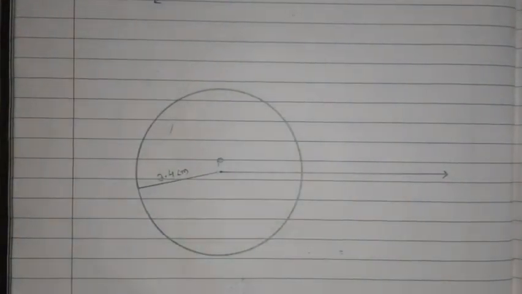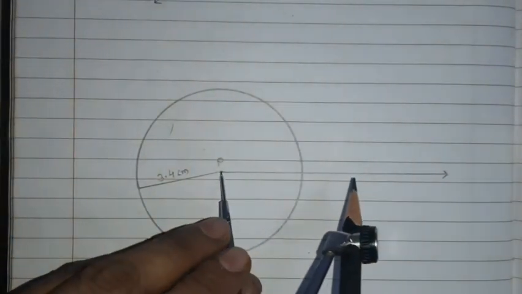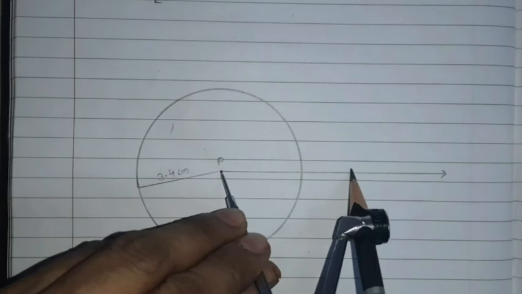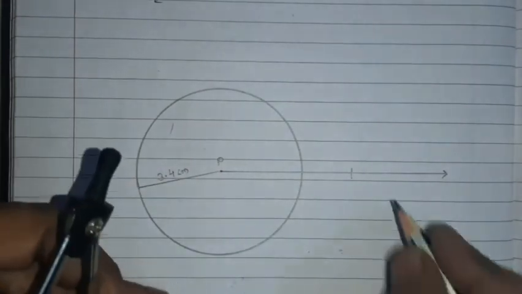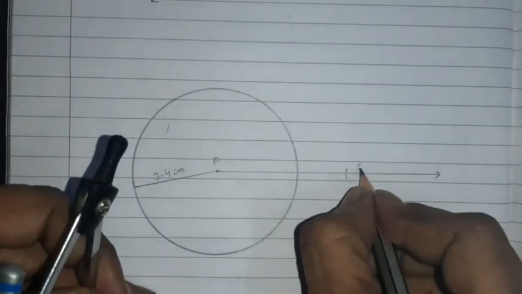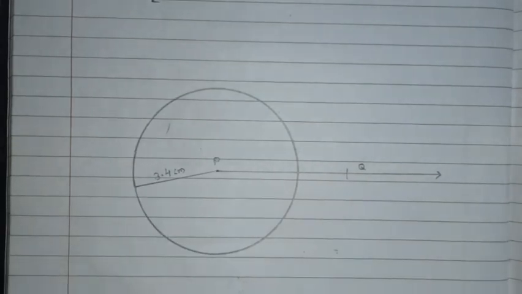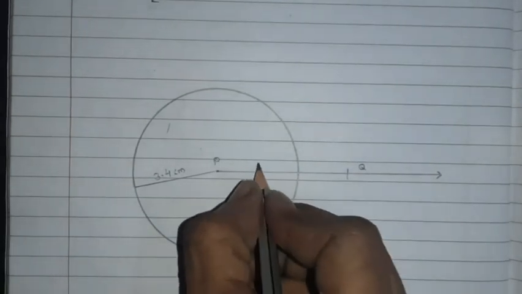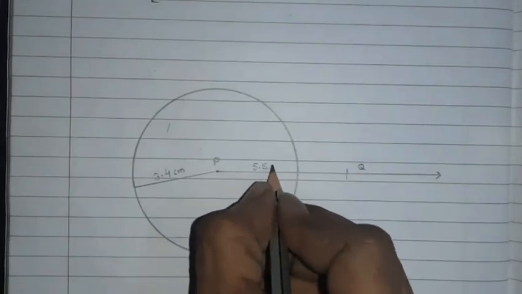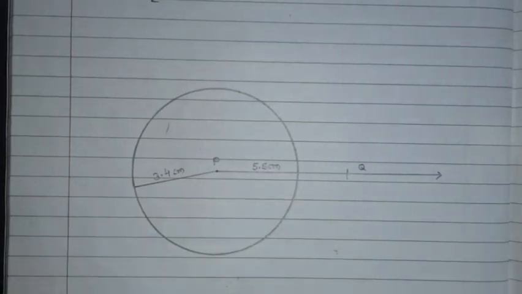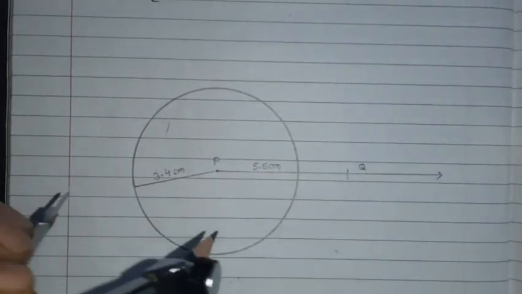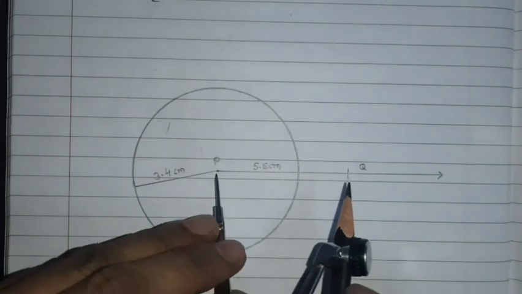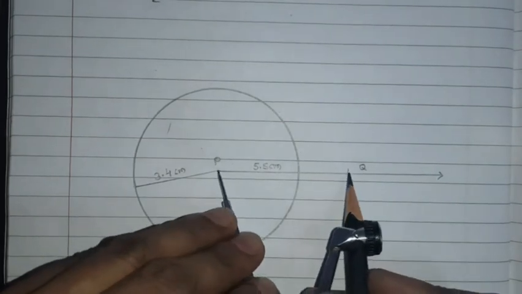Now put the metal point on center and make one arc on this ray. This is our point Q. This is 5.5 centimeter. Now dear student, for further construction we have to draw the perpendicular bisector of this PQ.